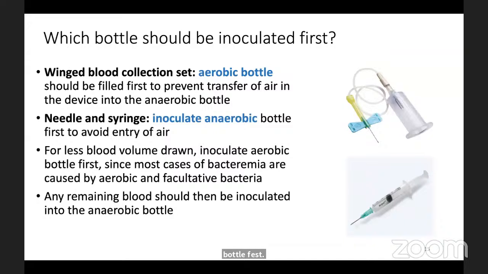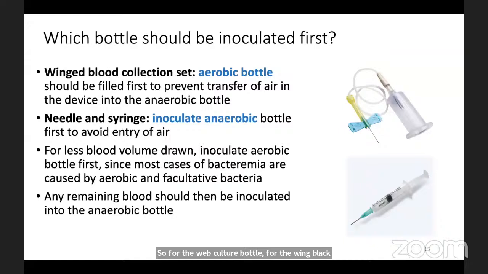So after you push everything in to the fill mark, then you come out and then you bring in your anaerobic bottle. So it is assumed that by then blood will be filling the tubing, so there will be no introduction of oxygen or air into the anaerobic bottle. So for the winged blood collection sets, aerobic first before anaerobic.